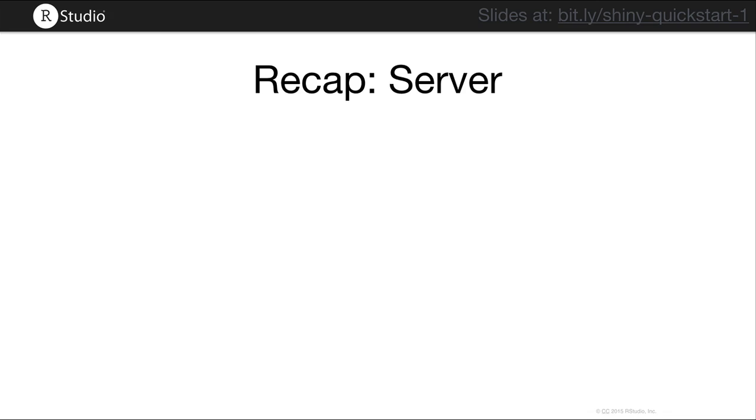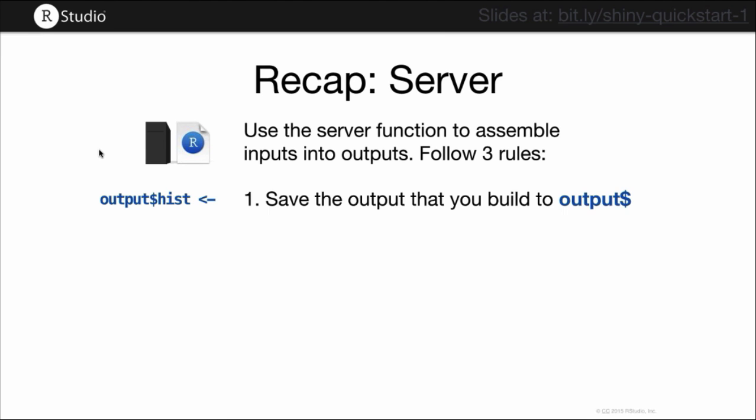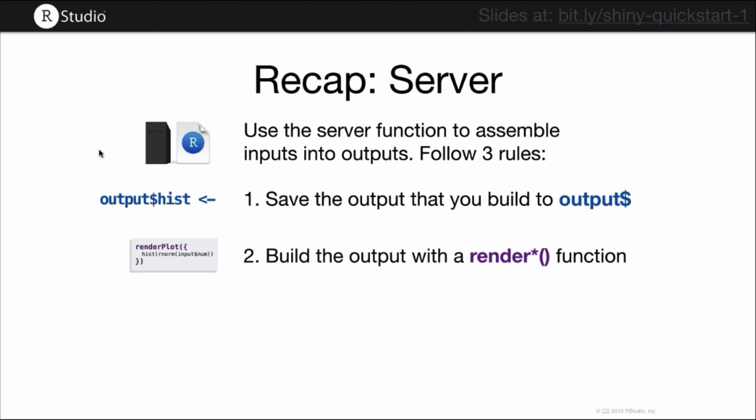So let's pause for a moment and just recap what we learned about the server function. You use the server function to assemble your input values into outputs. And when you do this, you should always follow the same 3 rules. First, save the output that you want to build to the output list. If you do that, the output will be accessible by the UI object when you call plotOutput or textOutput or whatnot. Second, build the output objects with the render function.